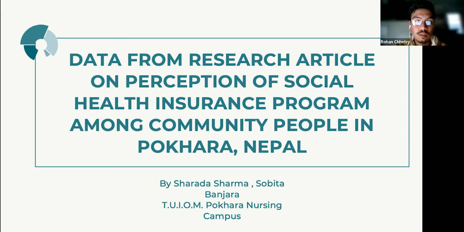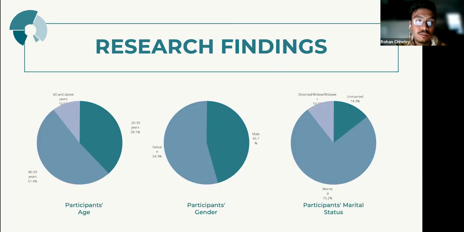Now we will be taking data from a survey, which is data from a research article on perception of social health insurance program among community people in Pokhara, Nepal, by Sharada Sharma and Sobita Banjara, Tribhuvan University Institute of Medicine, Pokhara Nursing Campus. From their findings, we can see the participants' ages have a majority in the age gap 40 to 59, followed by 20 to 39 years old, and 10% for the remaining 60 and above elderly population.